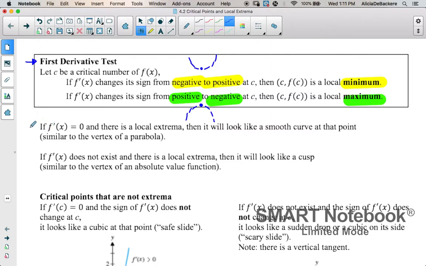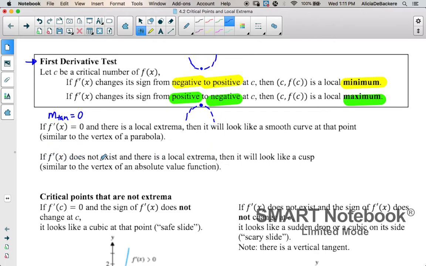All right, so if f prime at x equals 0, that means that the slope of the tangent is equal to 0, and there's a local extrema, then it's going to look like a smooth curve at that point, and that's what I've drawn in these two examples here. It's similar to the vertex of a parabola. I come in and I flatten out slowly into the point and then curve out of it.